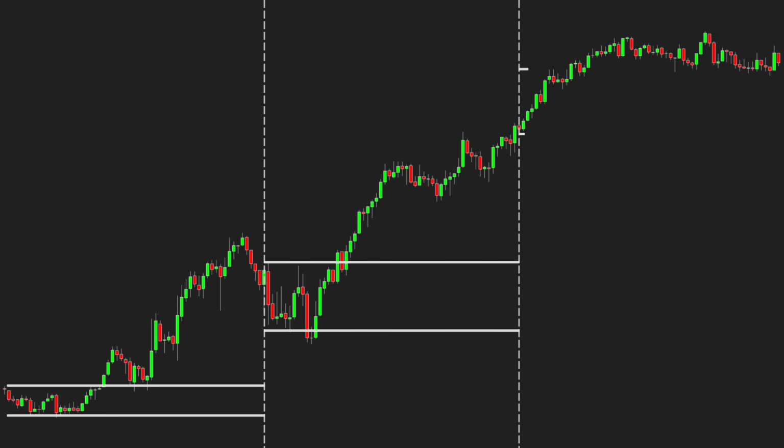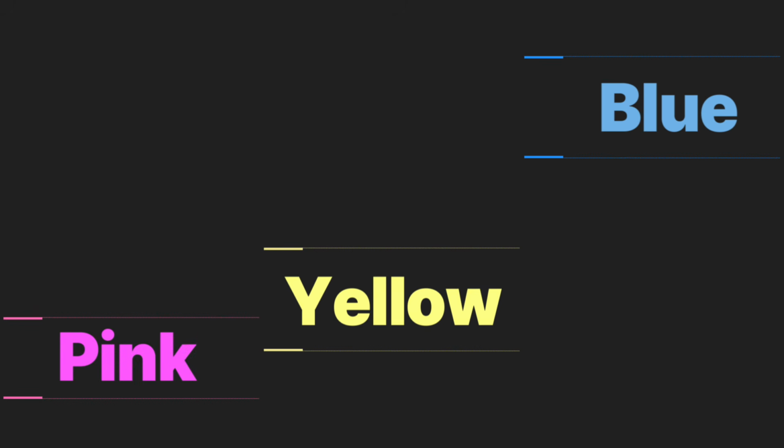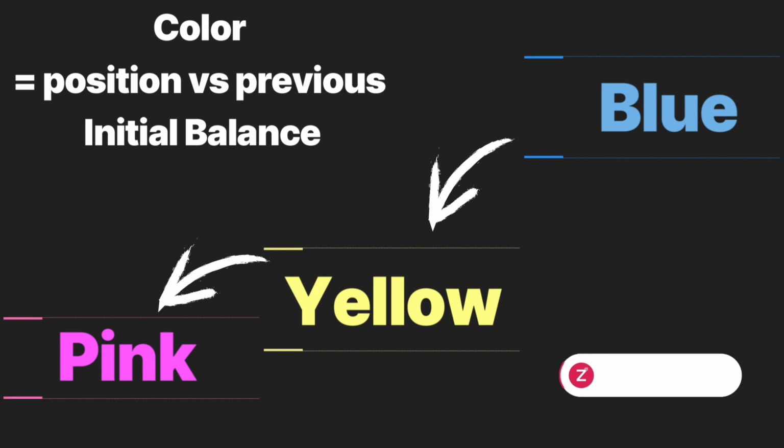Flex TPO then resets and begins a new period, again using the first 10 bars of the new period to create a new initial balance, and this process continues repeatedly. There are three main colors: blue, yellow, and pink, and the color of the current initial balance is determined by its position relative to the previous initial balance.